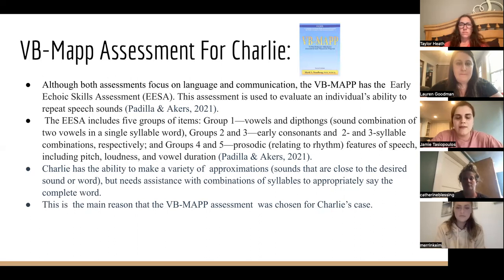Charlie has the ability to make a variety of approximations, which are sounds that are close to the desired sound or word, but needs assistance with combinations of syllables to appropriately say the complete word. This is the main reason that the VB map assessment was chosen for Charlie's case, and we hope you enjoyed our presentation.